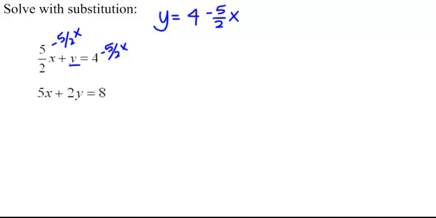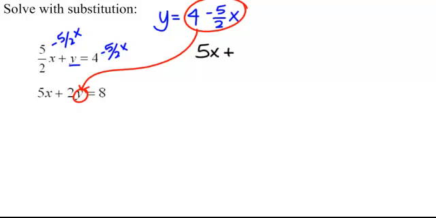So now I know what y equals, I can substitute it. And remember, you can't substitute it back into the equation we just messed with. You have to substitute it into your other equation. So everything else stays the same. We're still going to have 5x plus 2. But this time, instead of y, we're going to write what y equals. 4 minus 5/2 x. And then it still equals 8.